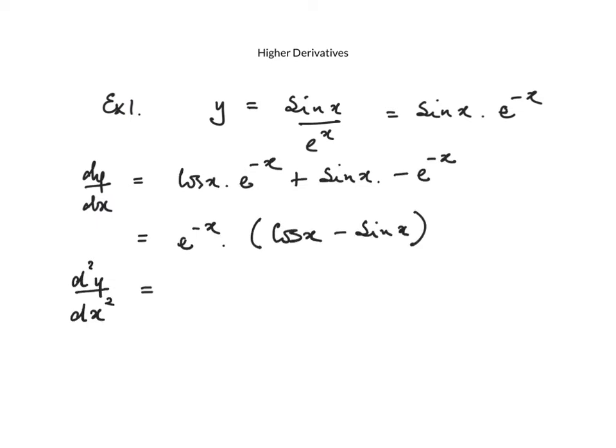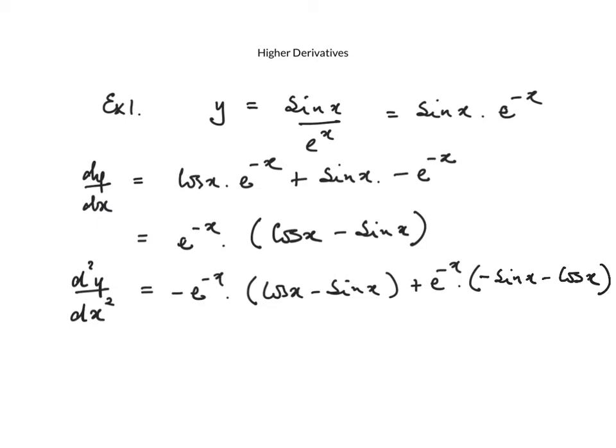Now we have a product here. Here's u and here is v. So applying the product rule again, differentiate the first, leave the second, plus leave the first, we differentiate the second. So we have to differentiate both of these terms. When we differentiate cos, we get minus sine of x, and when we differentiate sine x, we get cos of x.